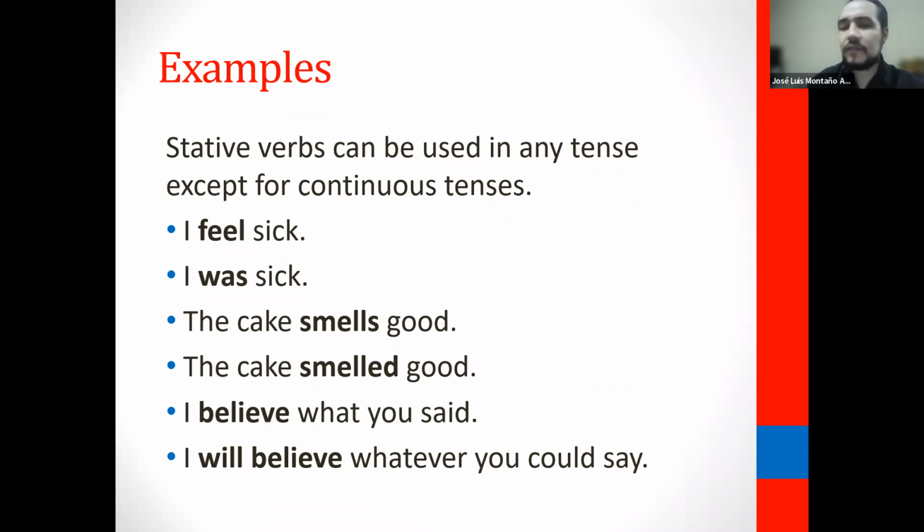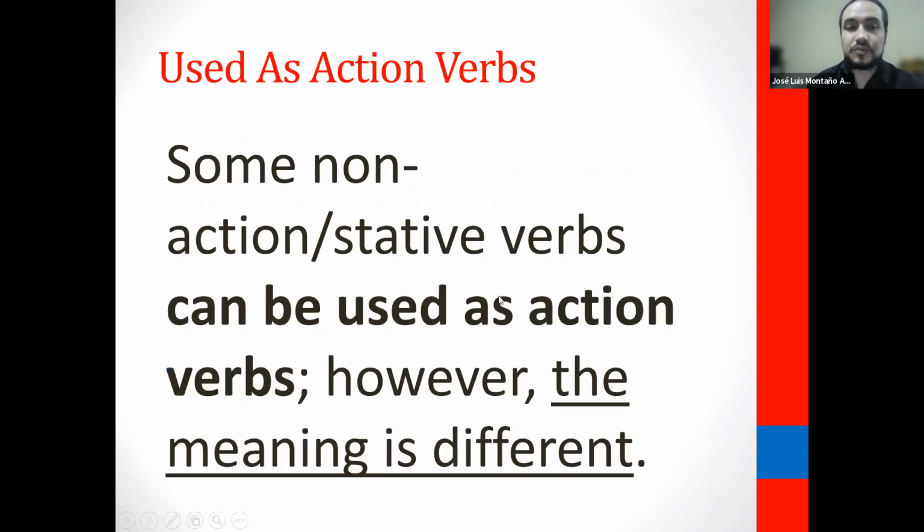Okay, so here we don't have anything new. We have these verbs that we consider non-action verbs, and we are using them. Feel, be, smell, believe. But the most important part, because we know how to use those verbs, is that we cannot use those verbs in continuous tenses, as an action. But as we're going to see here, and this is perhaps the most important part, Astrid, some verbs can be used as action verbs and non-action verbs.